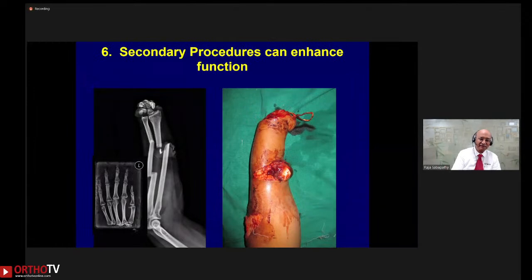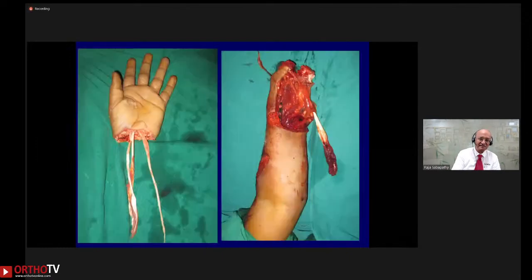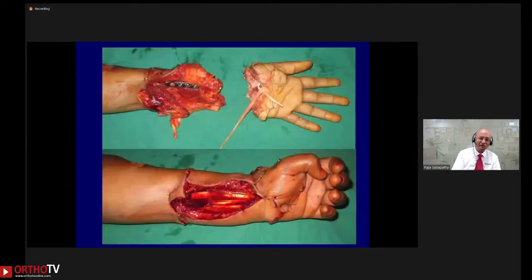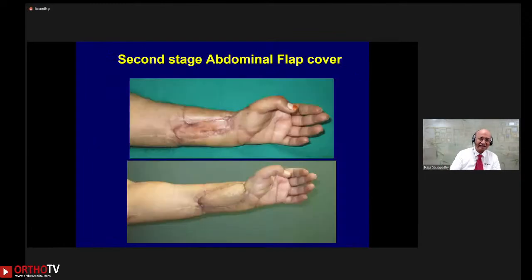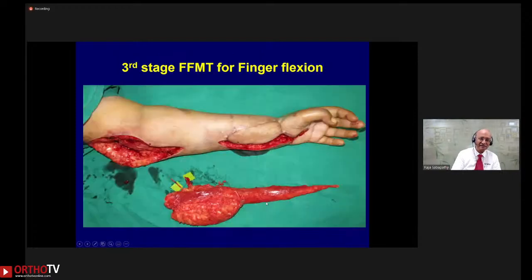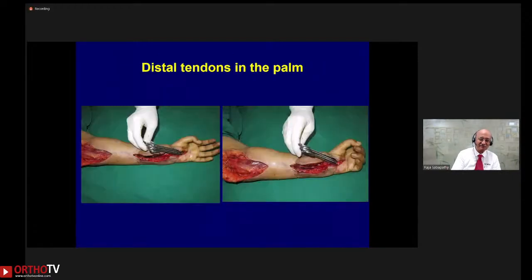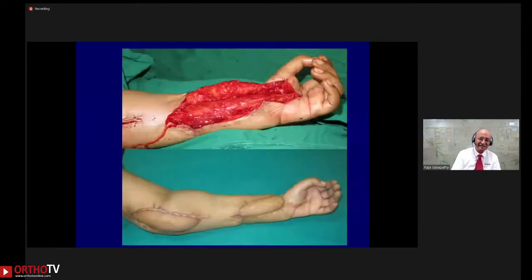The indications for replants have now become extended, because we know that with secondary procedures we can enhance the function. So you'll find this patient has been totally avulsed. We have done a wrist fusion, and all the segmental fractures are also fixed. And here you have a graft. Then after that we did an abdominal flap cover. In the third stage, we did a free functioning muscle transfer for finger flexion. So our ability to do secondary procedures extends the indications for replants.